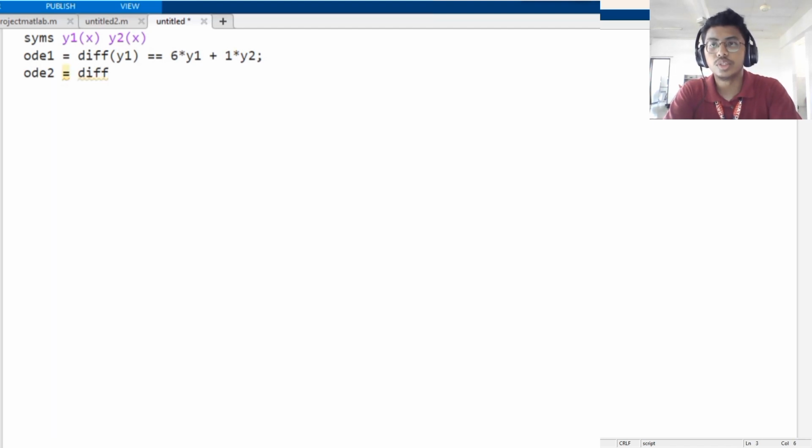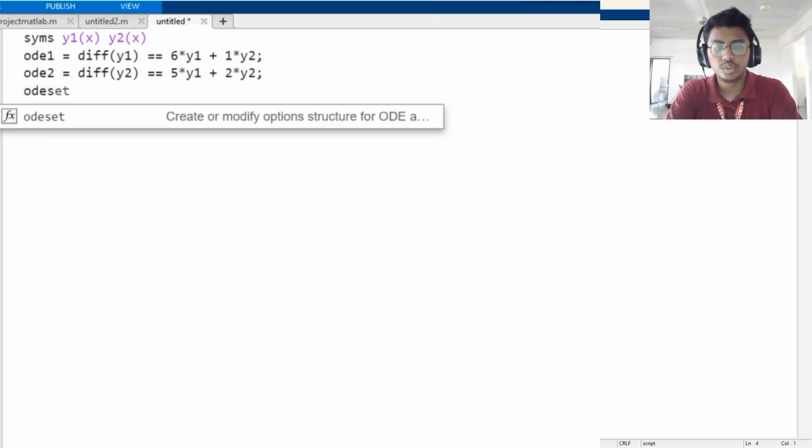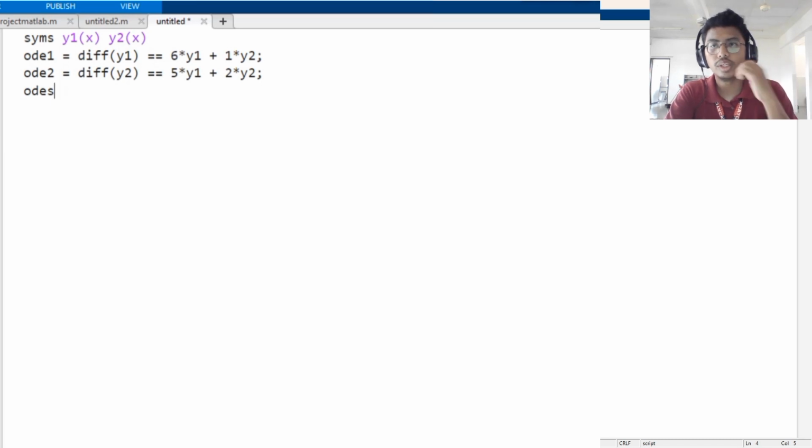As well as we need to declare also ODE2. So ODE2 is differentiation of y2, we need to put two equals as well, and then 5 times by y1 plus 2 times y2. Next, we need to insert all the ODE1 and ODE2 into the formula ODES equals to ODE1 semicolon ODE2 and then semicolon.